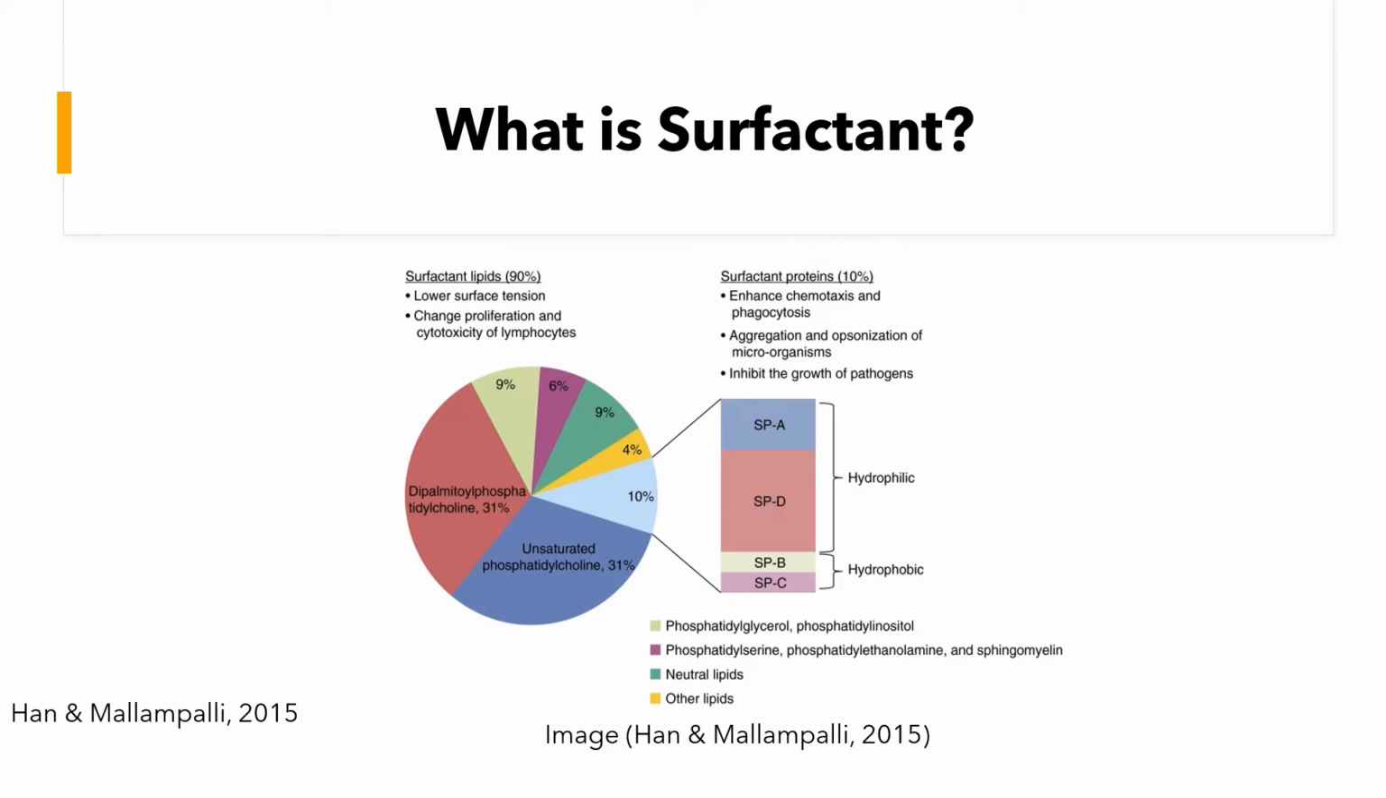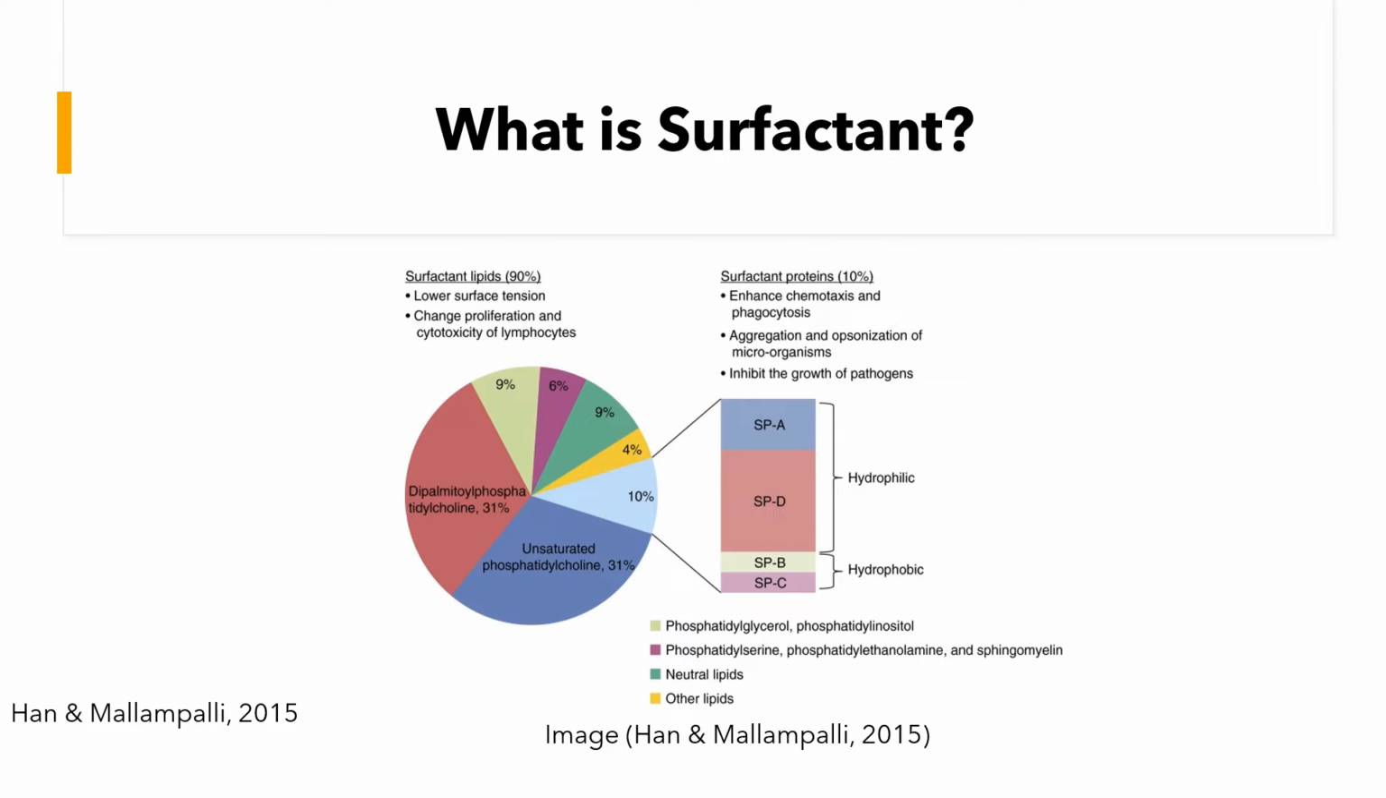Surfactant lipids lower surface tension. They change and proliferate the cytotoxicity of lymphocytes. Also, the surfactant proteins enhance chemotaxis and phagocytosis. They also inhibit the growth of pathogens. So surfactant not only works within the lungs, which we'll find out in a few minutes, to reduce surface tension, it also works in your immune system a little bit.